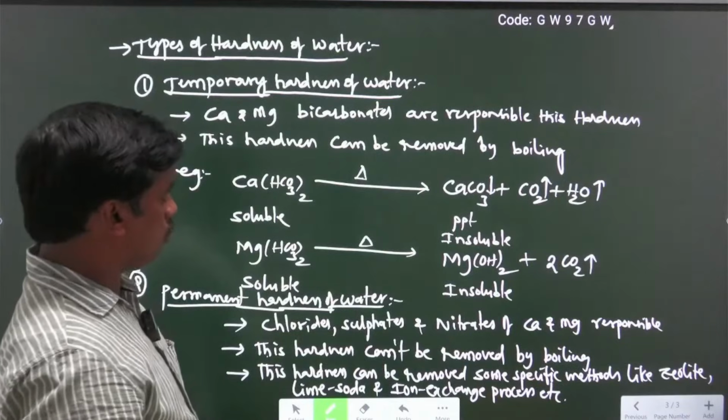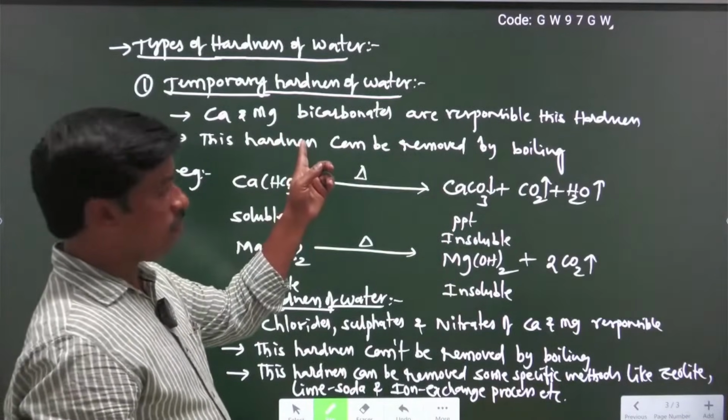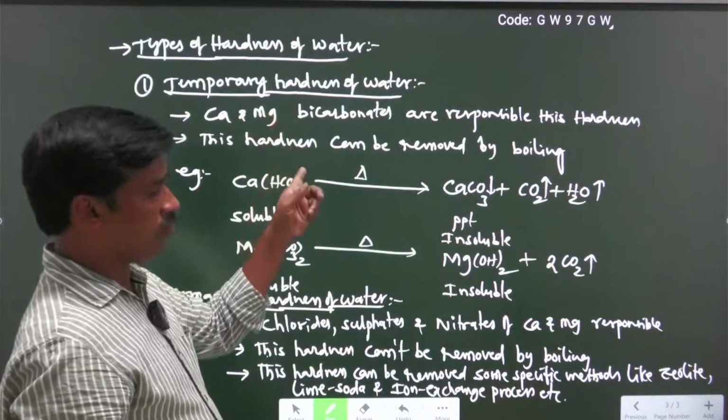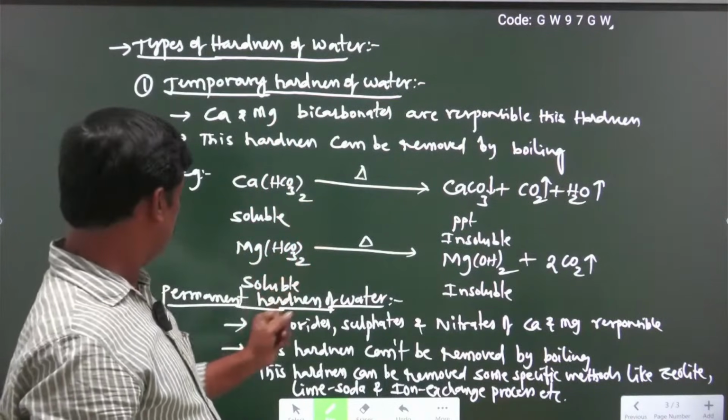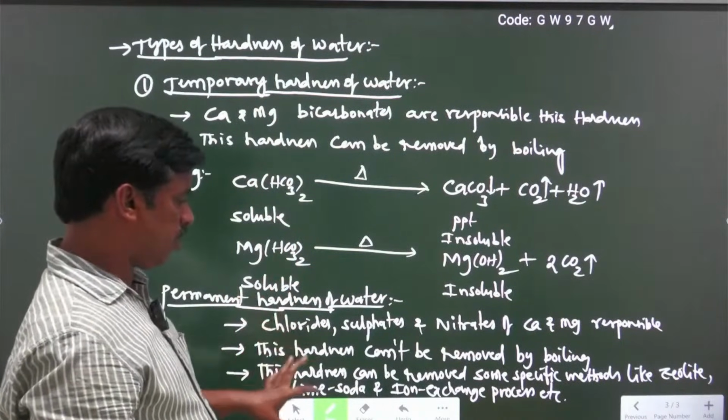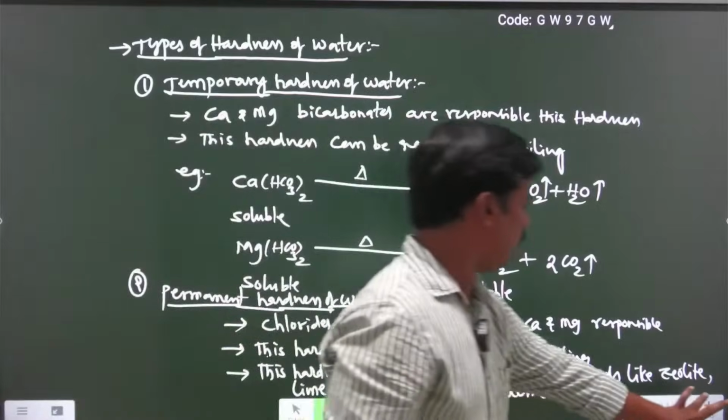These types of hardness of water, these two are possible questions in the examination: what is temporary hardness, its definition and information, and permanent hardness information and examples. I am showing them on the next page.